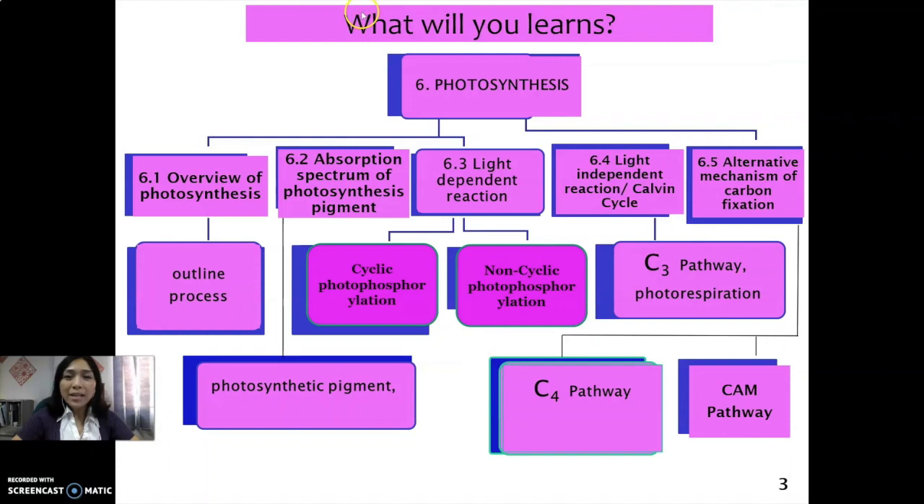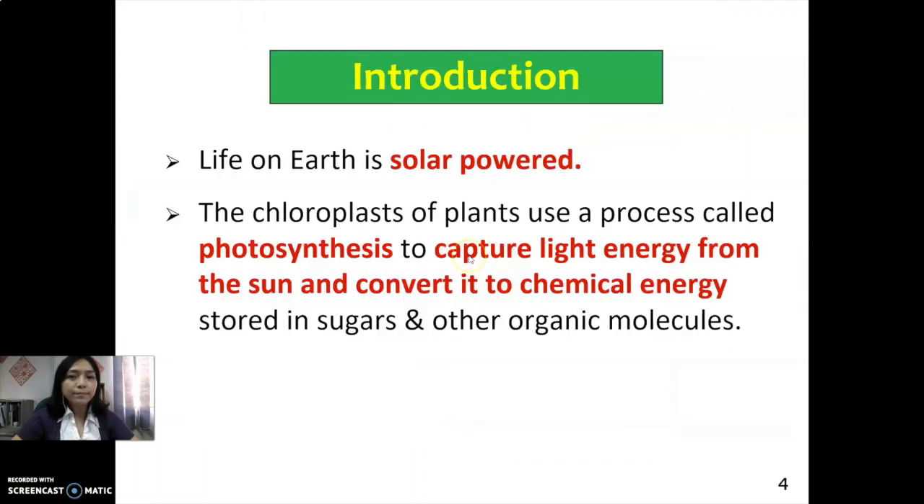So what will you learn in this chapter? This chapter actually consists of 5 subtopics. 6.1 Overview of Photosynthesis, we are going to outline the process of photosynthesis. 6.2 Absorption Spectrum of Photosynthetic Pigment, where we are going to learn about photosynthetic pigments. 6.3, 6.4 and 6.5, we are going to learn under tutorial.